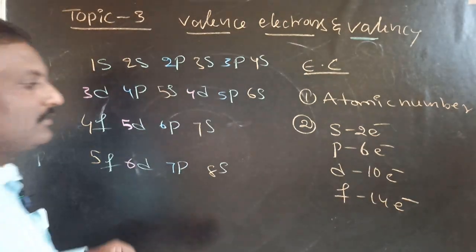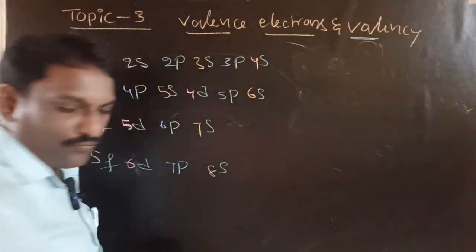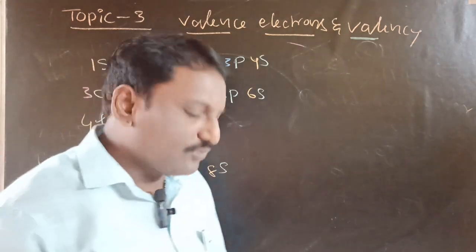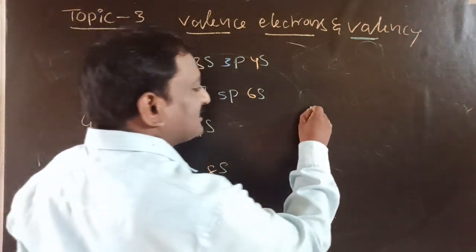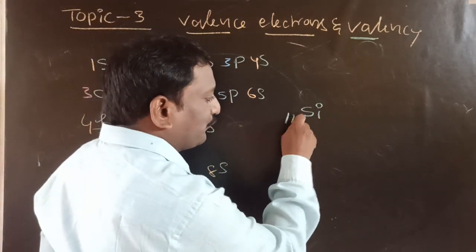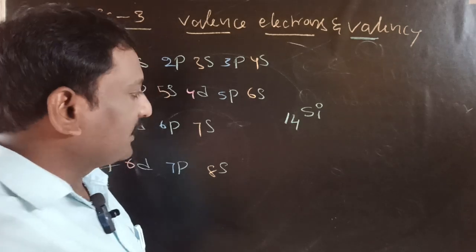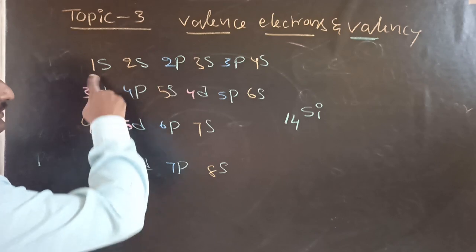Now let us write the electronic configuration of one element and let us find out the valence electrons of that particular element. So let us take silicon. Silicon atomic number 14. So it has 14 electrons. We need to distribute 14 electrons in these orbitals.